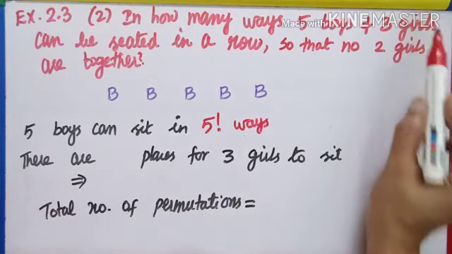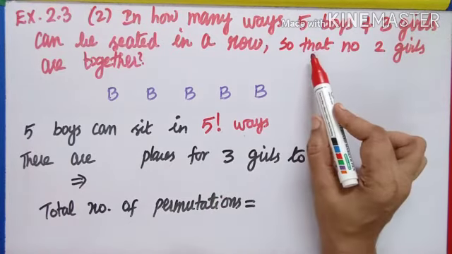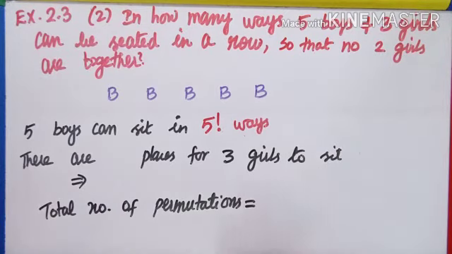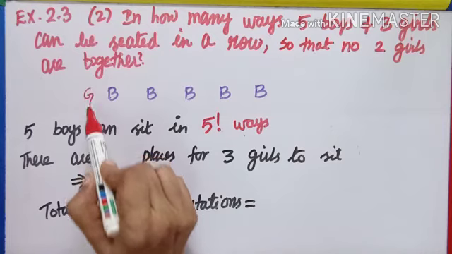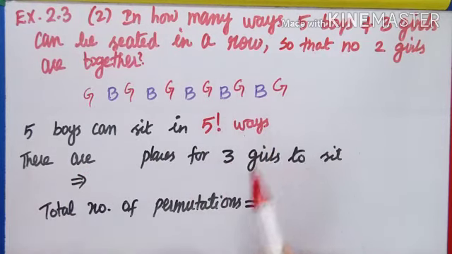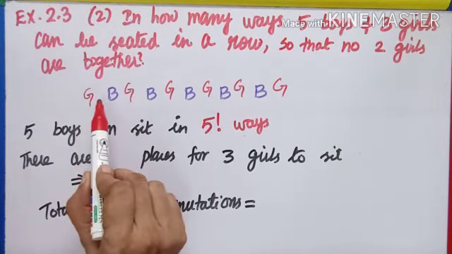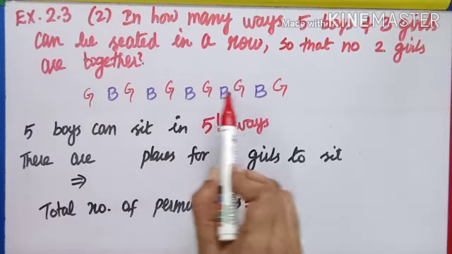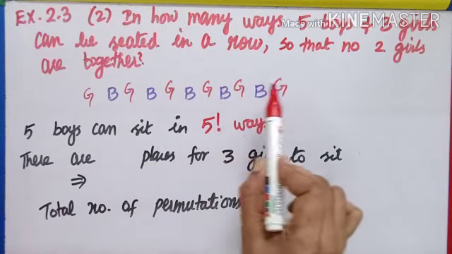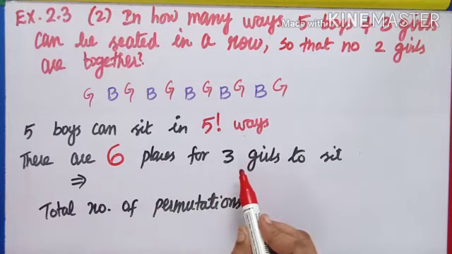Second, 3 girls are there. Is there any condition? Yes. What is the condition? No 2 girls are together. So where can all the girls come? A girl can come here or here or here or here. How many places are there? They are not together. I cannot put 2 girls here itself. So the girls are alternatively seated. How many places? 1, 2, 3, 4, 5, 6. So there are 6 places for 3 girls to sit.